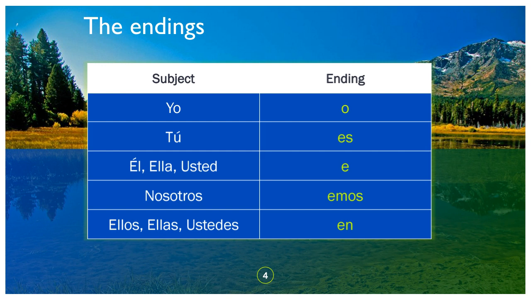When your subjects are ellos, ellas, or ustedes, you would use the ending en. So let me read through those endings for you one more time. You have o, es, e, emos, en.